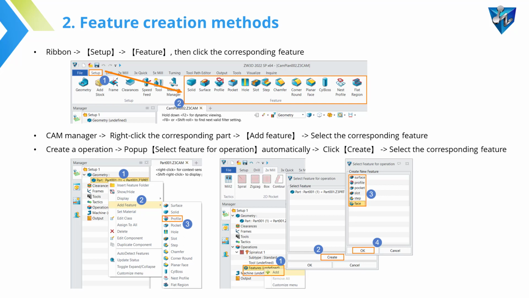First one, click the corresponding feature under the Setup tab in Ribbon. Second one, in CAM Manager, right-click on the part, then Add Feature, then select the corresponding feature. And the third one, when you create a new operation, it will pop up the Select Feature for Operation dialog box automatically. Then click the Create button to select the corresponding feature. After that, you can go ahead to select the features from the model.